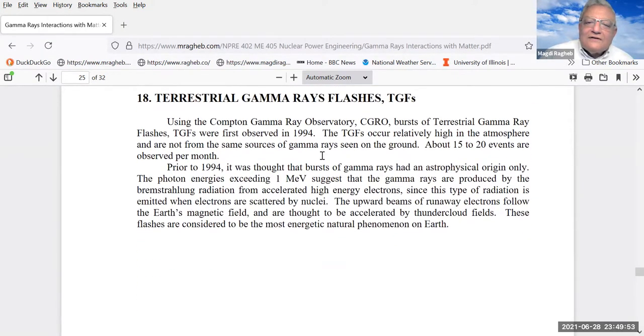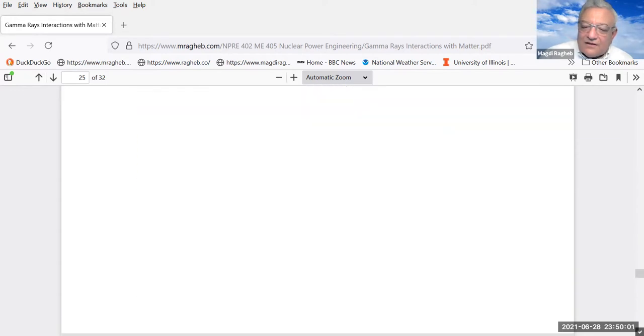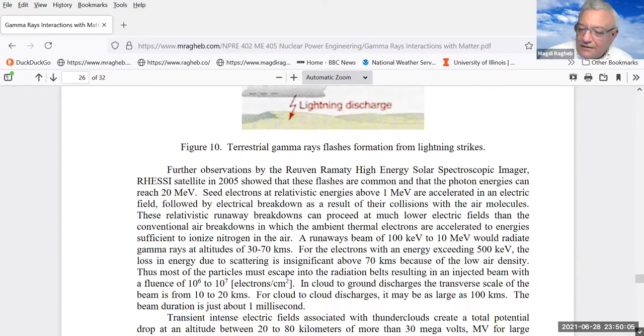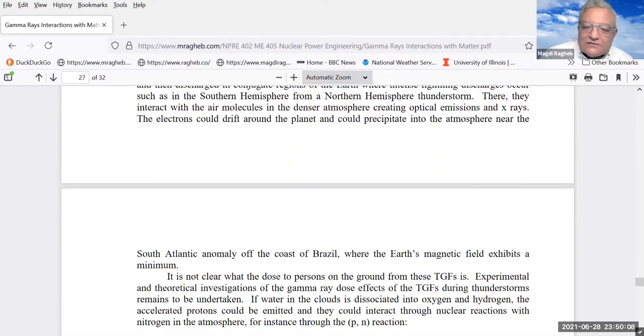Following this, in 1994, they also observed that there are other phenomena associated with thunderstorms. And let me list some of those other than the runaway electrons.